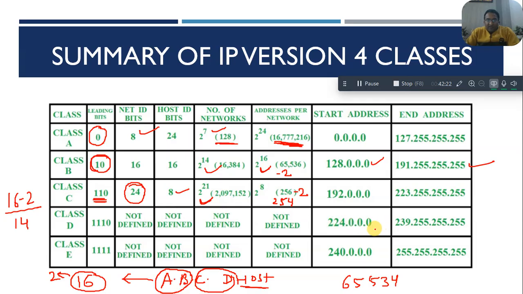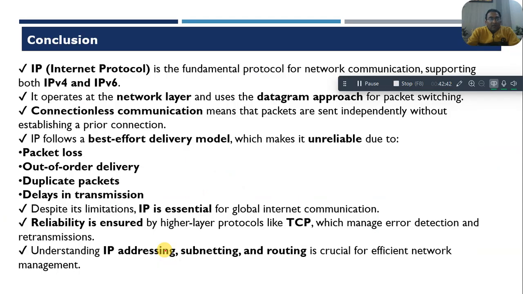Then we have class D, not used for assigning IP addresses; it is used for multicasting purposes. The range is 224.0.0.0 to 239.255.255.255, and we have class E for experimental purposes. So this is about the IPv4 classes, that is class A, class B, class C, class D, and class E.